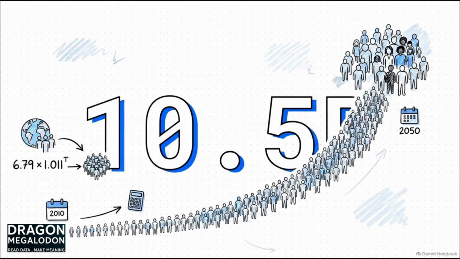Just take the global population, for example. Back in 2010, the UN tracked it at 6.79 billion people with a 1.1% yearly increase. If you plug that exact data into a standard exponential growth model, so that's 6.79 times 1.011 to the power of t, and you run that script forward 40 years, it projects a staggering global population of 10.5 billion by 2050. That is exactly what happens when data continuously multiplies upon itself.